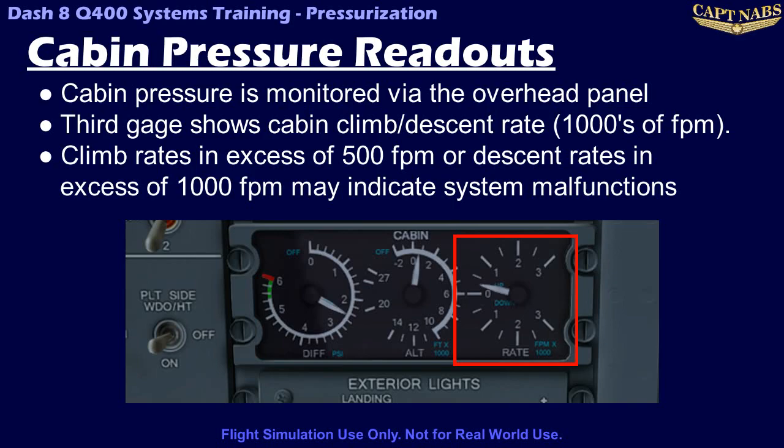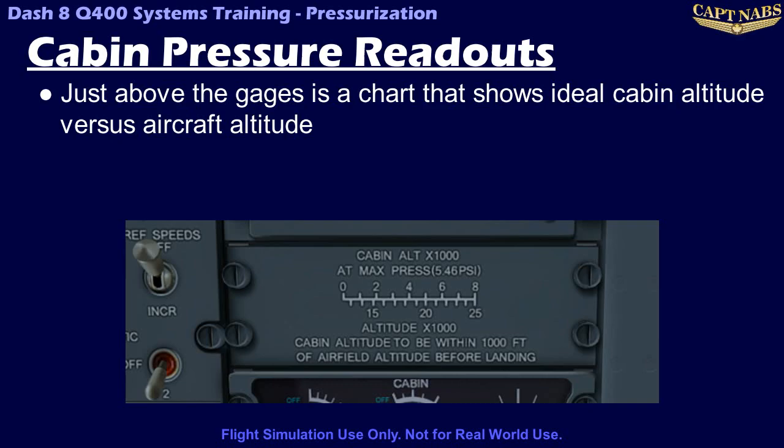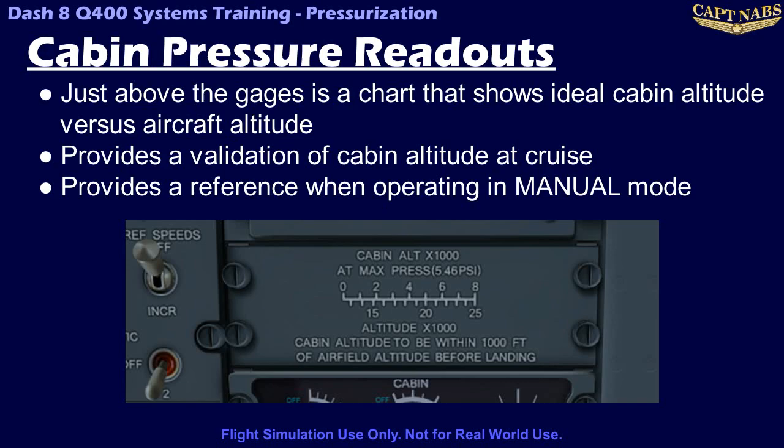Just above the three gauges is a small chart that indicates the ideal cabin altitude for various airplane cruise altitudes and is an approximation of the programmed cabin altitude schedule shown earlier and stored inside the CPC. This chart is provided for two purposes. First, the crew, upon leveling off in cruise, can easily verify that the cabin altitude is stable at the correct value. Second, during manual operation, the crew has a quick reference of target cabin altitudes for various aircraft altitudes.